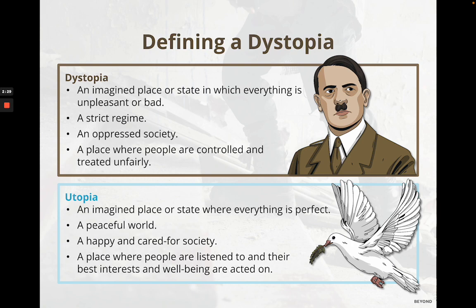A utopia is the exact opposite: a place or state where things are perfect, a peaceful world, a happy and cared for society whose needs and resources are met. And then finally, a place where people are listened to, and their best interests and well-being are acted on.